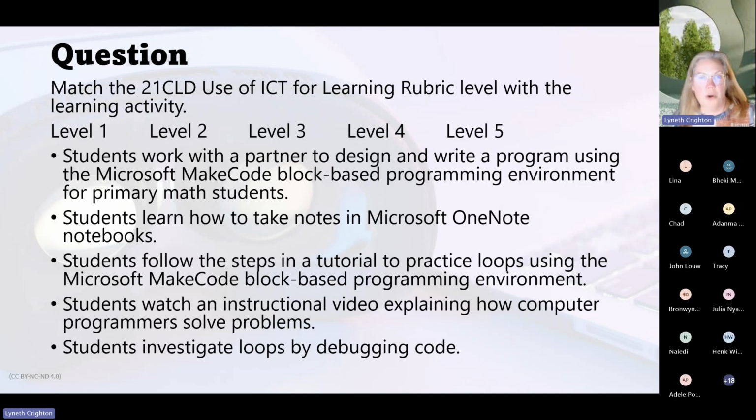So the activity to work with a partner and write a program using MakeCode block-based programming for primary school maths. So yes, it requires ICT. Yes, does it support knowledge construction? Because now they're using the MakeCode blocks to create a program and ultimately they created a product for authentic learners, being the primary math students. So that would be a level 5.